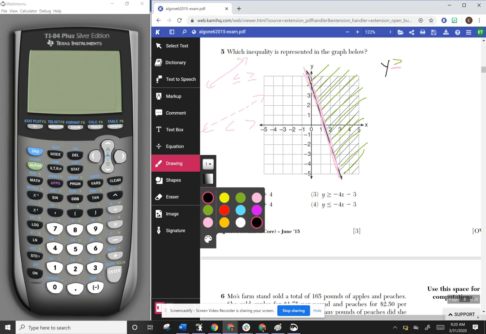And let's see if any of our options match that before we continue. So we see options 1 and 3 have y is greater than or equal to. So 2 and 4 are gone because those are less than or equal to. Now we just need to decide, is this negative 3x plus 4 or negative 4x minus 3? So what I would look for here is where the line crosses the y-axis. And it crosses at 4, making 4 our y-intercept. So we should be adding 4 at the end, and our answer is 1.